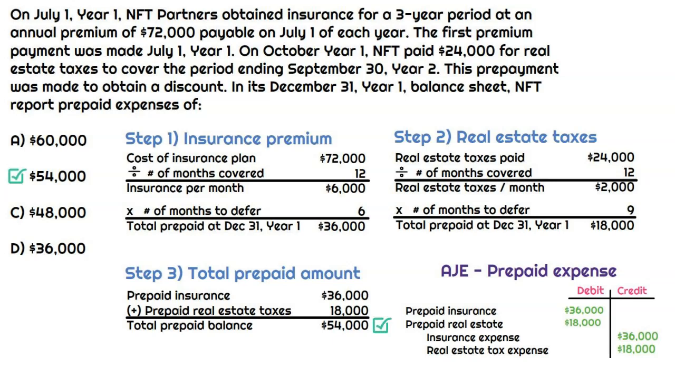We would just debit prepaid insurance and prepaid real estate for the respective balances, and then we would credit insurance expense and real estate tax expense, because we need to remove some of the expense from year one because it's being deferred until year two, right? So a credit reduces the amount of expense in our financial statements. Now, there's no impact to cash because the cash has already been paid, right? That's the whole idea when it comes to a prepaid expense balance. So again, it was just asking for the prepaid balance, and the correct answer there was $54,000.